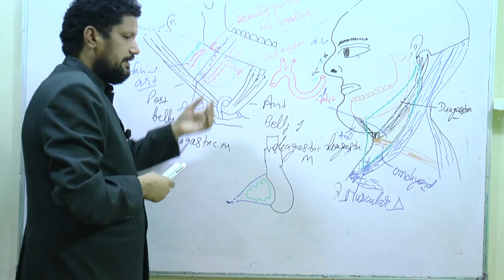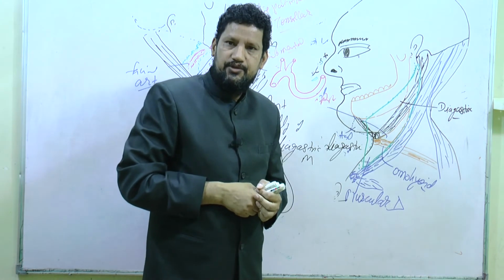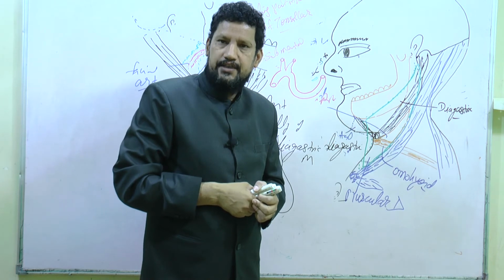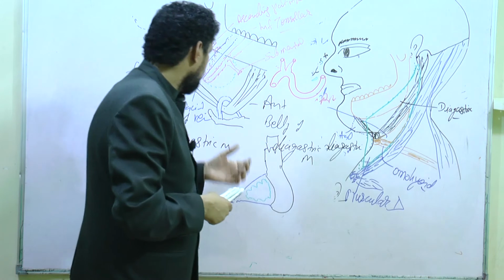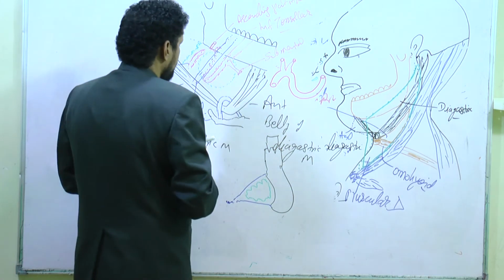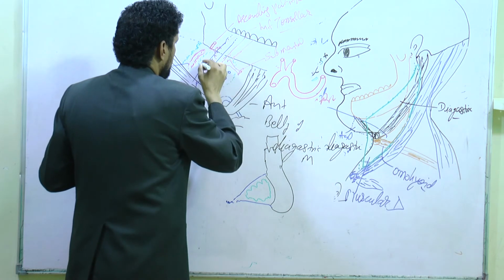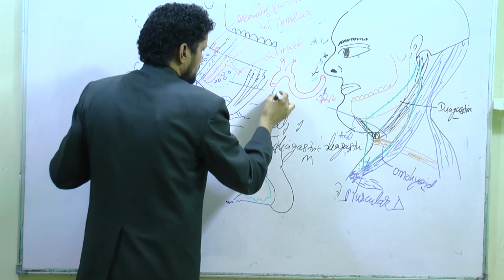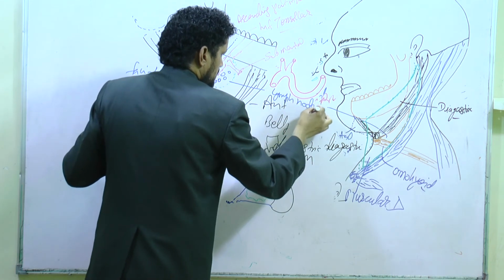This part is also having lymph nodes, the submandibular lymph nodes. Clinically these lymph nodes are very important and enlarged in the metastasis of cancer or in some infections. These lymph nodes are lying deep to the investing layer of the fascia and adherent to the submandibular salivary gland. Lymph nodes.